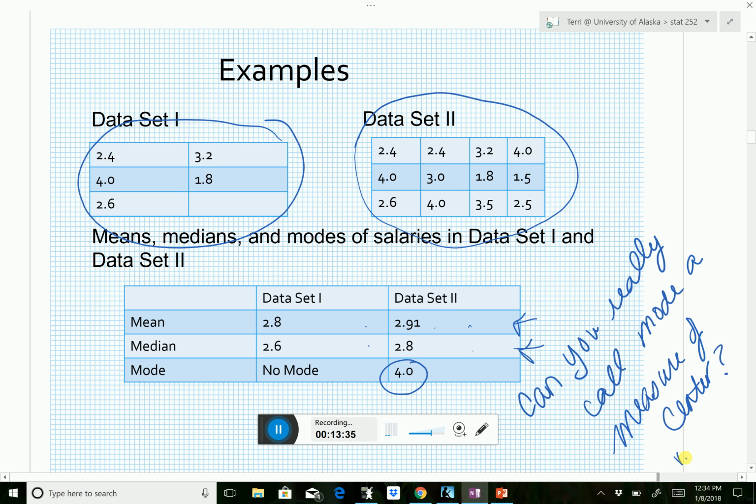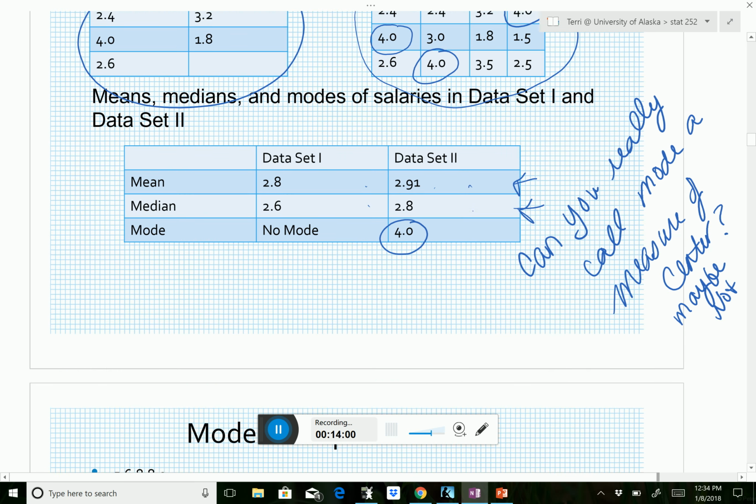Well, maybe not. Because in this case, it's definitely not a measure of the center of the data, because this is on the end. This is on the highest end of the data. So this is definitely not in the center of the data, is where the mode is. But it kind of gives you an idea of what is happening the most often.